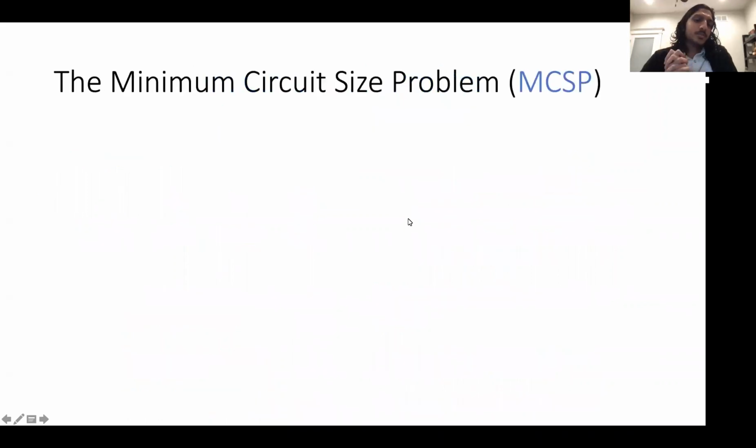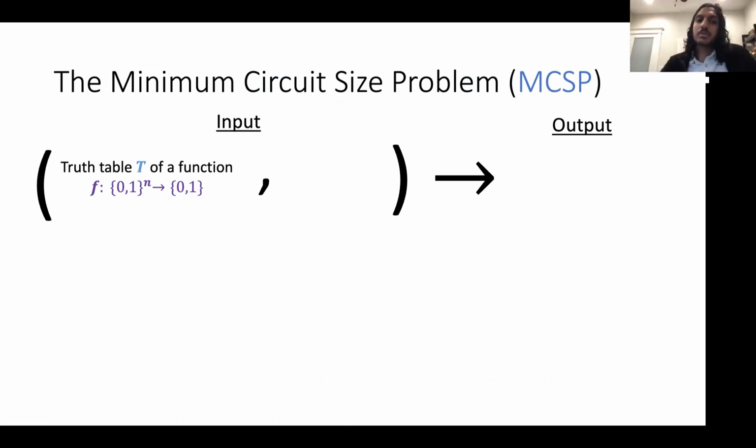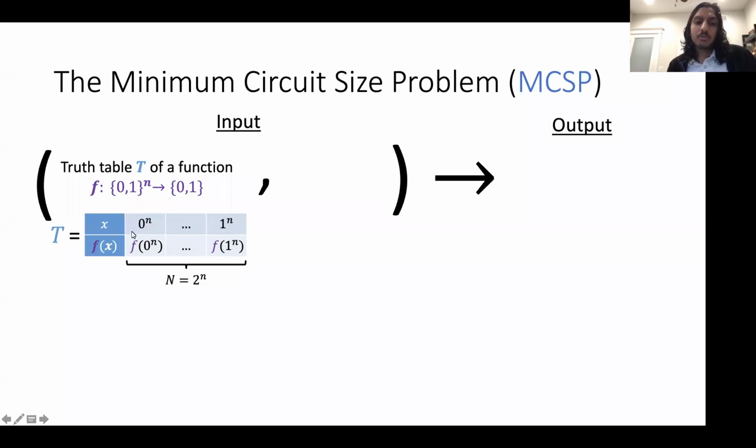MCSP stands for the minimum circuit size problem, and it's defined as follows. It takes two different inputs. The first is a truth table of a Boolean function. So you have some function f, and I literally want to write down all the values of the function on all of its inputs, in lexicographic order. So this is some string, and I want to emphasize this is a really long string. If f takes little n bits as input, this truth table is going to be of length 2 to the n. So it's a really long input.